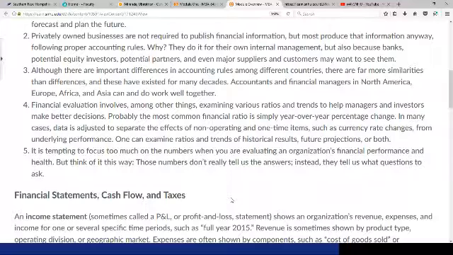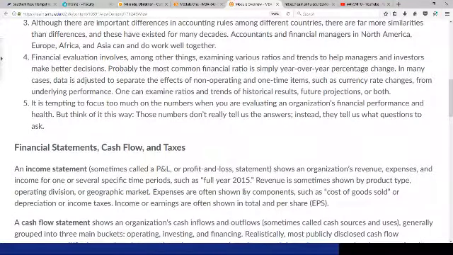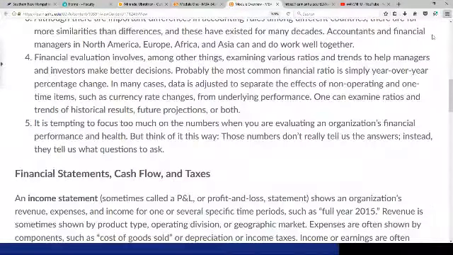Although there are important differences in accounting rules among different countries, there are far more similarities than differences, and these have existed for many decades. Accountants and financial managers in North America, Europe, Africa, and Asia can and do work well together. So this is a very happy family when it comes to working within the financial and economic field.